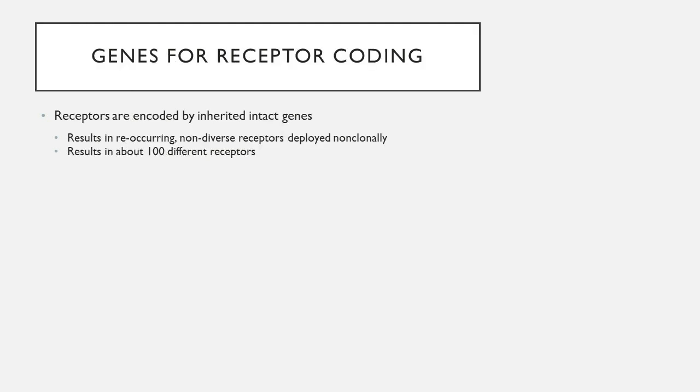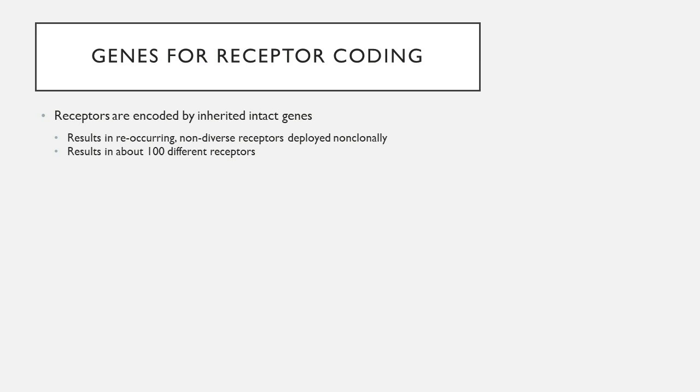Now, I want to take a little sidebar and talk about how those receptors are coded, because it's another key difference between the innate and adaptive immune system. Now, as I previously mentioned, the receptors for the innate immune cells have a very limited diversity. And that's in part because they're encoded by inherited and intact genes. Okay, so it results in recurring non-diverse receptors that are non-clonally distributed amongst all cells. And because of this, we only have about 100 different pattern recognition receptors.